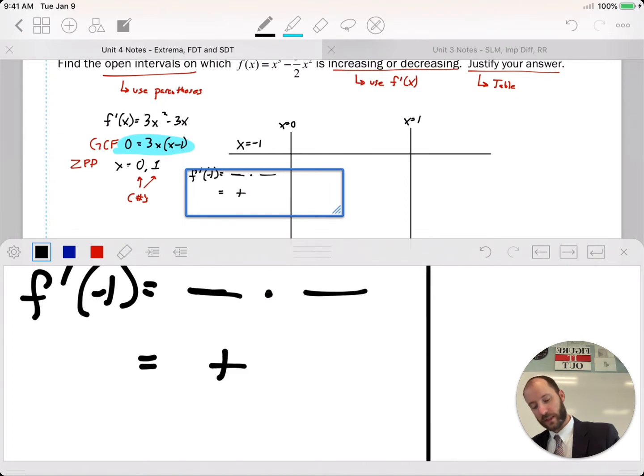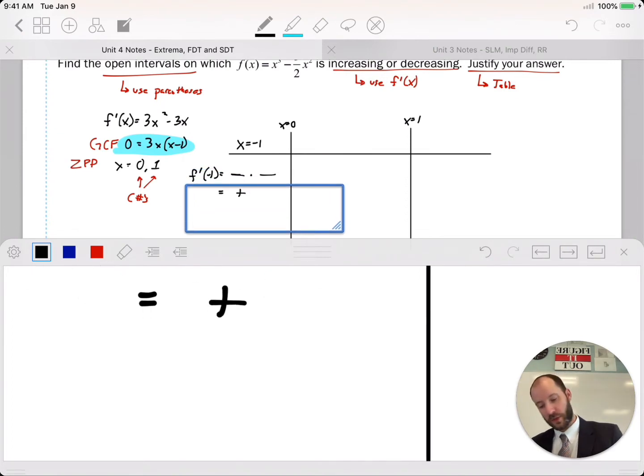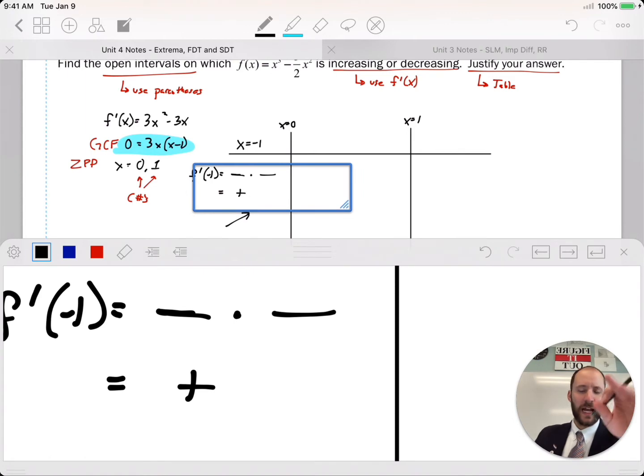So overall, that's a positive value, which means from negative infinity up to x equals 0, we have increasing behavior. This is kind of like what we did in trig and precalc, identifying increasing, decreasing intervals. But in trig precalc, we had graphs. Now we only need the equation and its derivative.